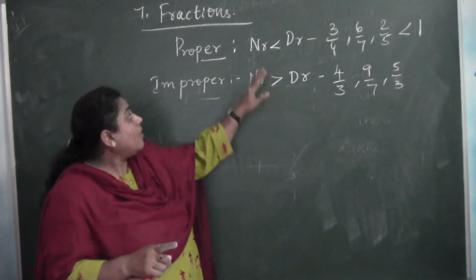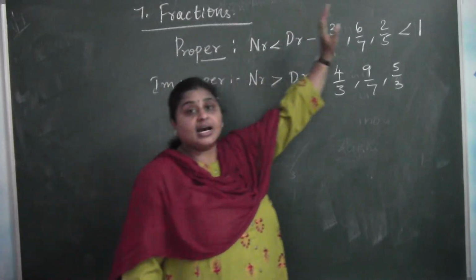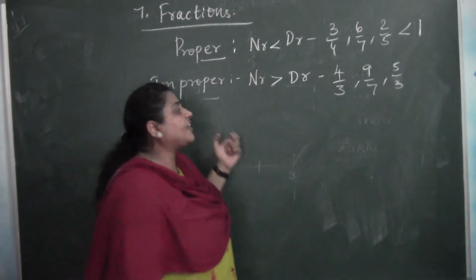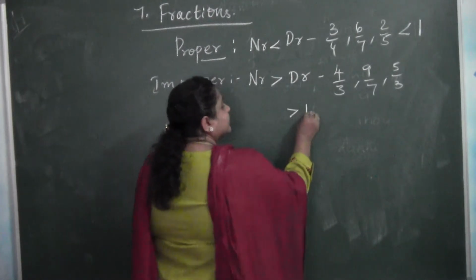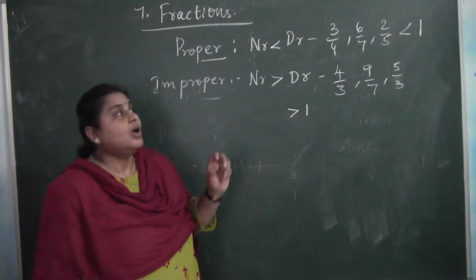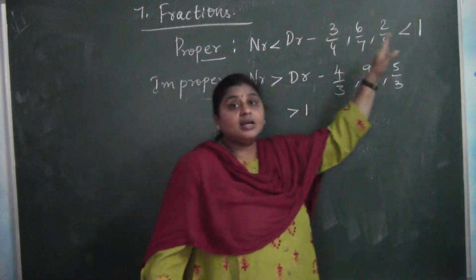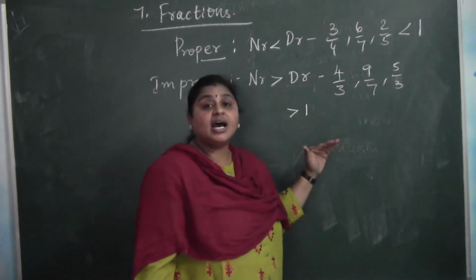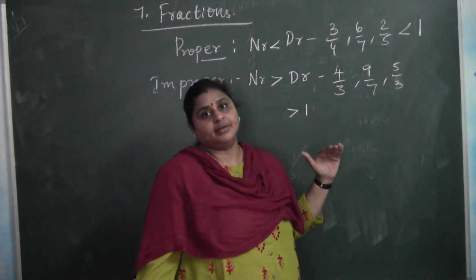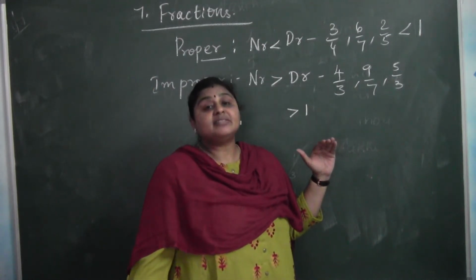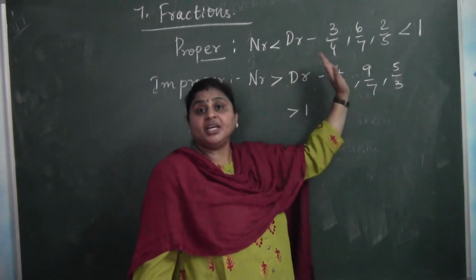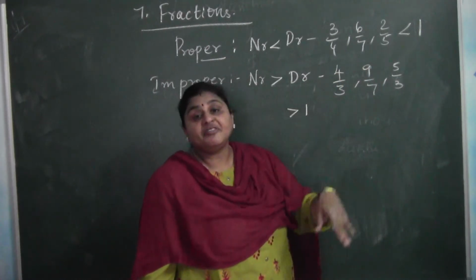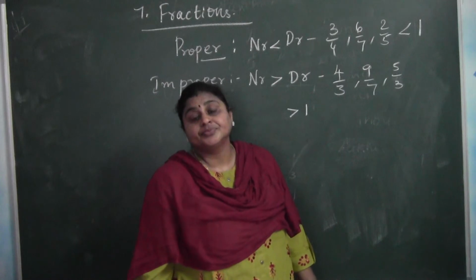Keep it in mind. All the proper fractions are less than 1. All the improper fractions are greater than 1. You can represent a proper fraction on the number line. And how to represent an improper fraction on the number line?